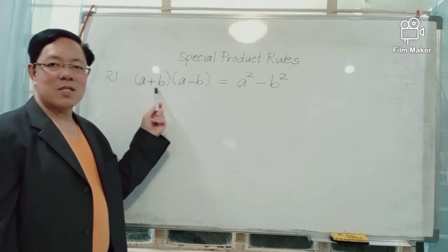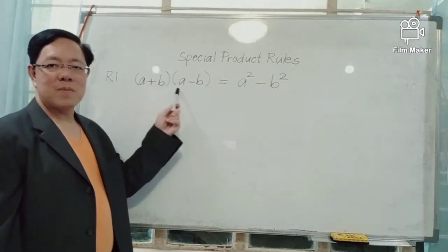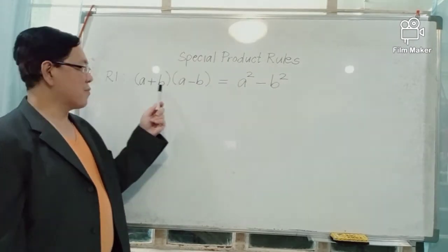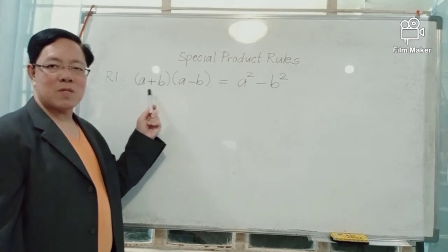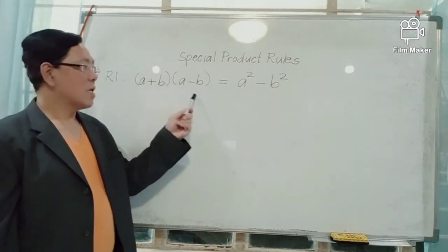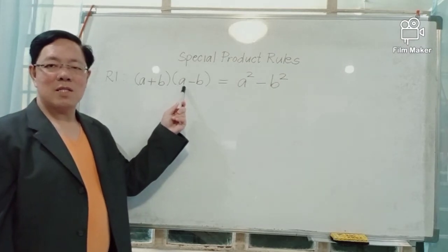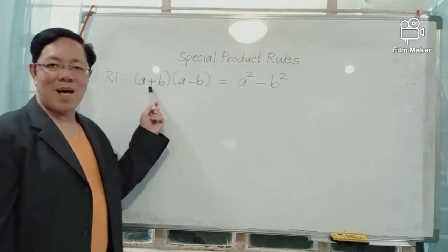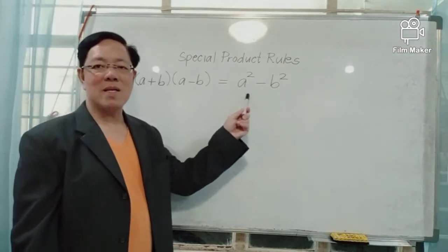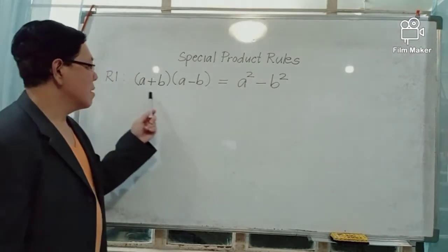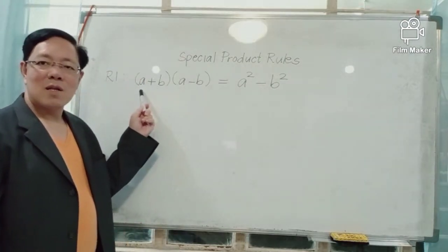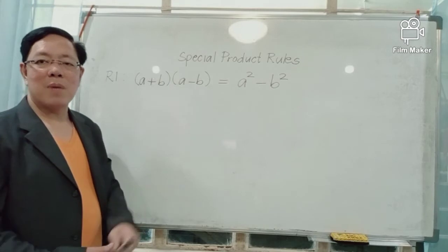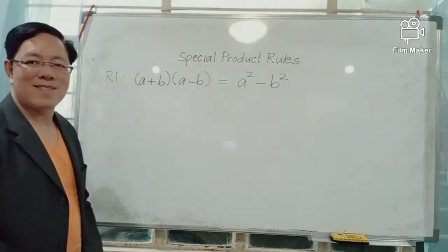You notice that in these two binomials, the first term is the same, A, and the second term is the same. They only differ in the operation between the two terms A and B. In the first, we have a sum. In the second binomial, we have a difference. We can easily verify that the product of this sum and difference is equal to the square of A minus the square of B by applying long multiplication, by multiplying this binomial by long multiplication, and we do that now.